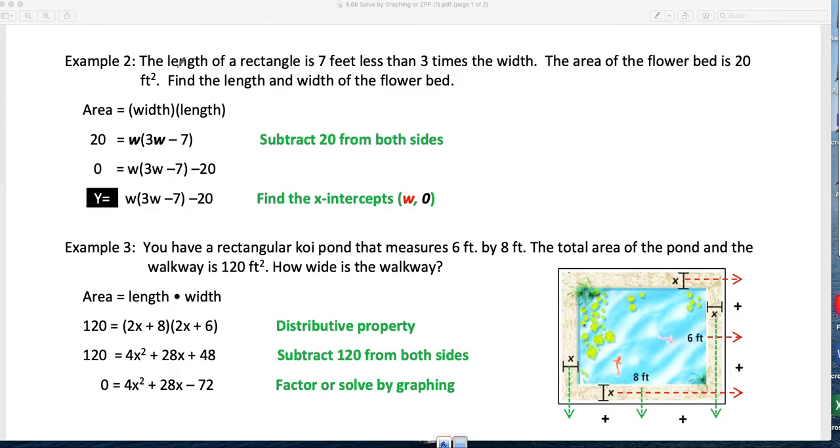And the length is 7 feet less than 3 times the width. So again, I don't know anything about the width, so it gets to be W. And I left plenty of space here so you could draw a diagram if that helps you picture this. I like diagrams. So there's the W. And the length, which is going to be this side, is 7 feet less. So that says I'm going to subtract 7 feet. But what I'm going to subtract it from is 3 times the width. So this is 3 times the width. So the length down here is going to be 3W minus 7.